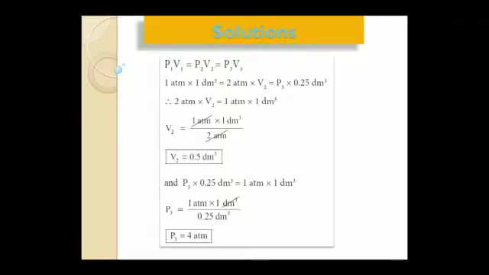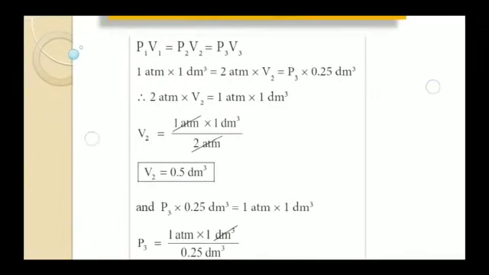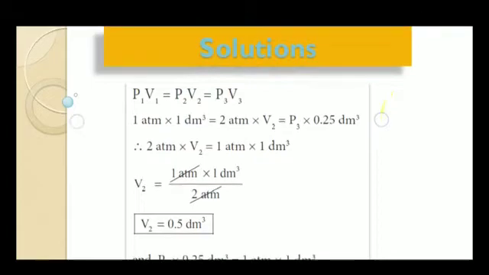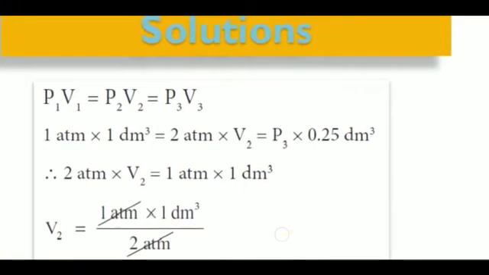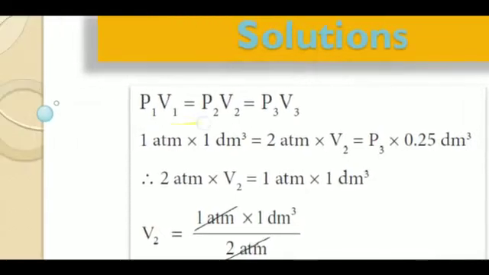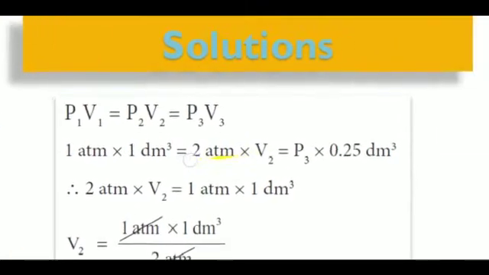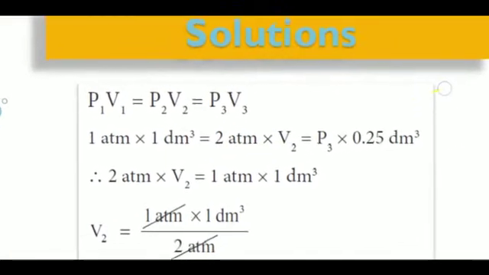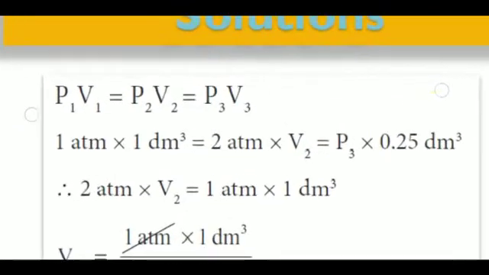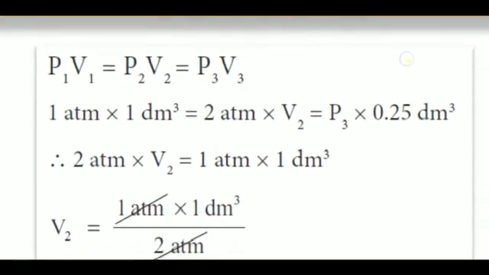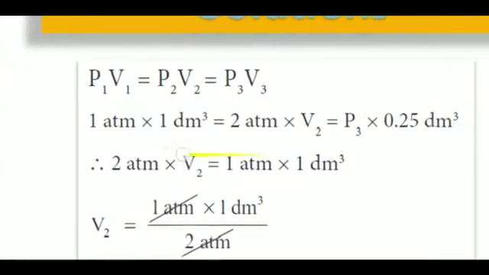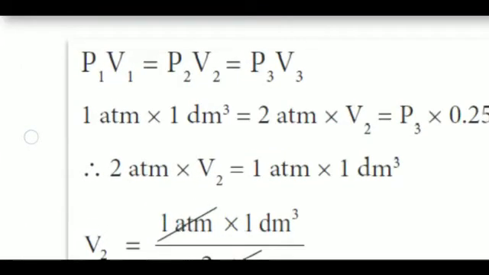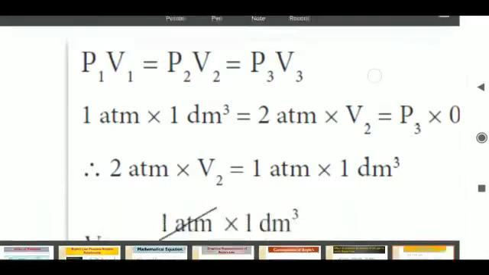According to Boyle's law, at constant temperature for a given mass of a gas, P1 V1 is equal to P2 V2, that is equal to P3 V3. Now we take P1 V1 is equal to 1 atmosphere into 1 decimeter cube. Then P2 V2 is 2 atmosphere into V2 and P3 V3 is P3 into 0.25 decimeter cube.